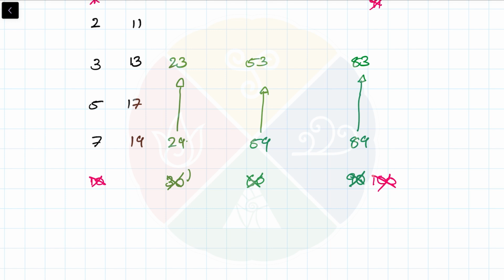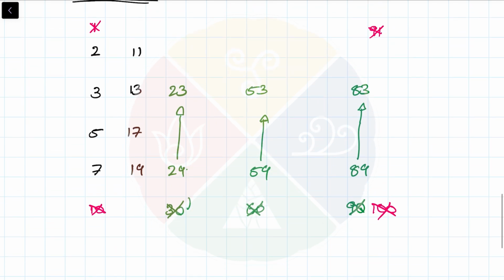Again, go back to our reference points. The number just after 30 is 31. It's a prime number. The number after 60 is 61. It's a prime number. The number after 90, of course, 91 is not a prime number. It's already striking the first rule.